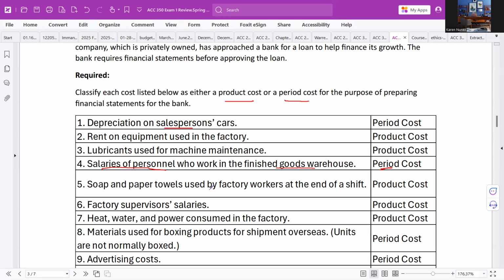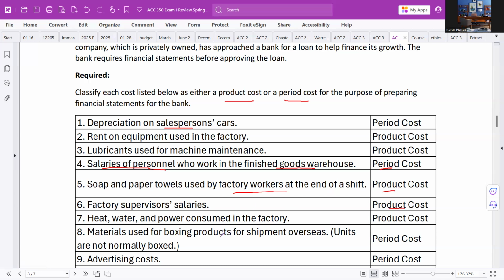And soap and paper towels used by factory workers at the end of the shift. It doesn't matter whether it's the end of the shift, the beginning of the shift, or the middle of the shift. It's used by factory workers. That's why it's a product cost. Factory supervisors' salaries, well, product costs. Heat, water, power consumed in the factory, product costs.